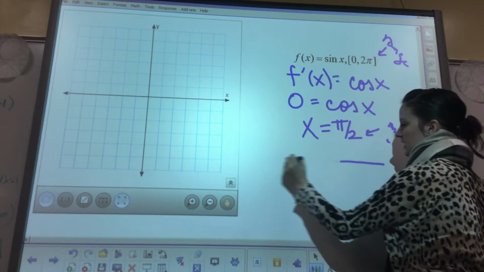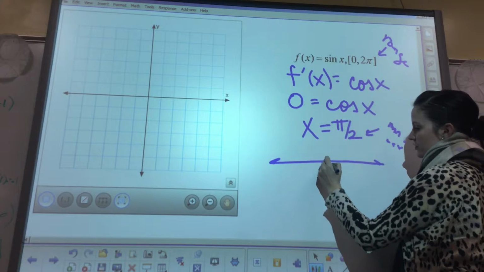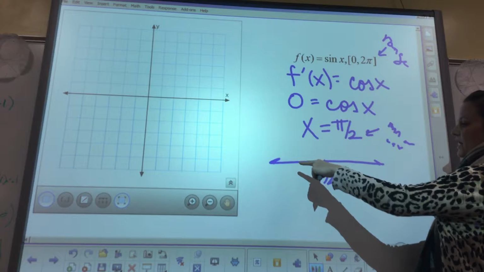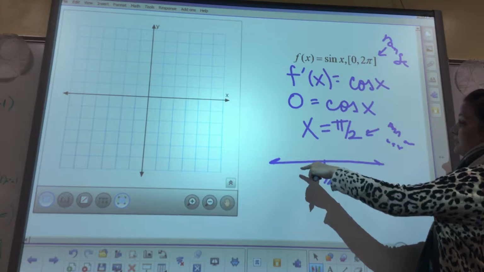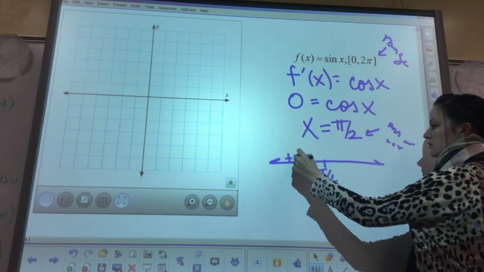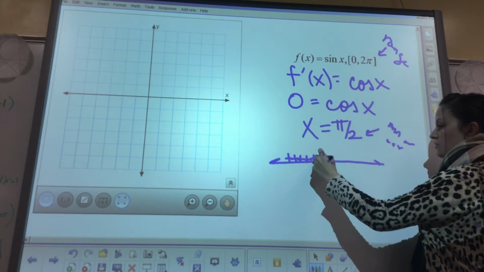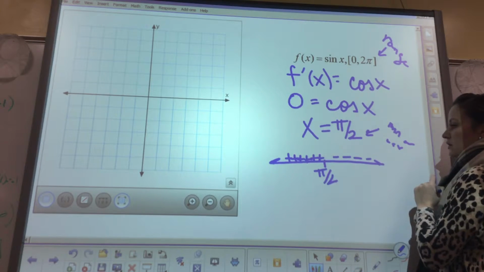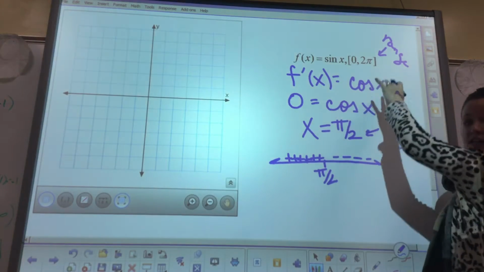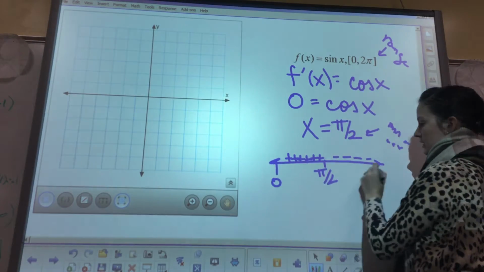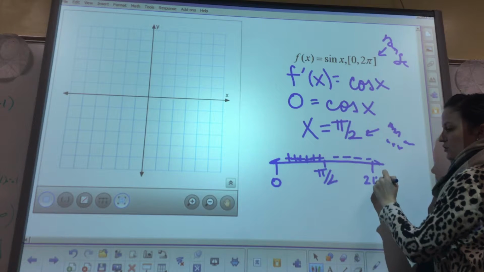All right, same sign analysis that we did yesterday for the first derivative, so pi over 2. When x is less than pi over 2, like 0, cosine is positive. When x is greater than pi over 2, like pi, cosine is negative on this interval, right? So bounded also by 0 and 2 pi.